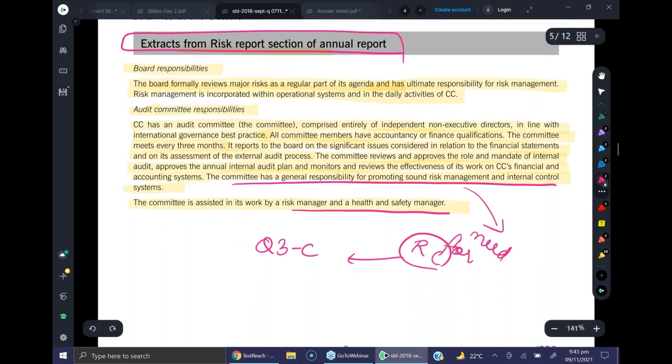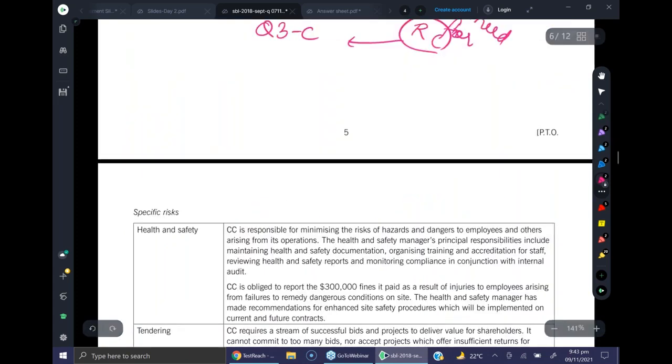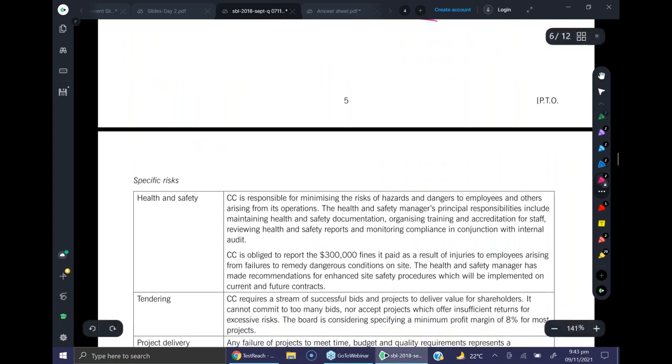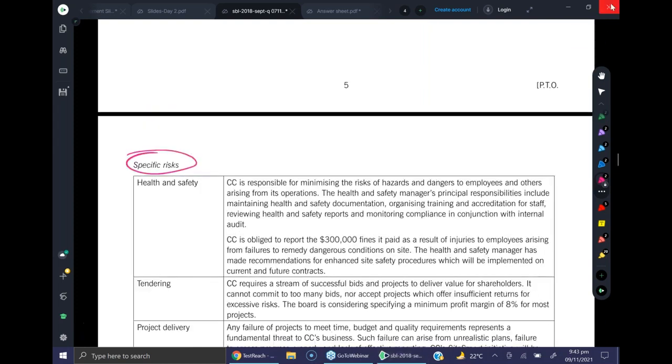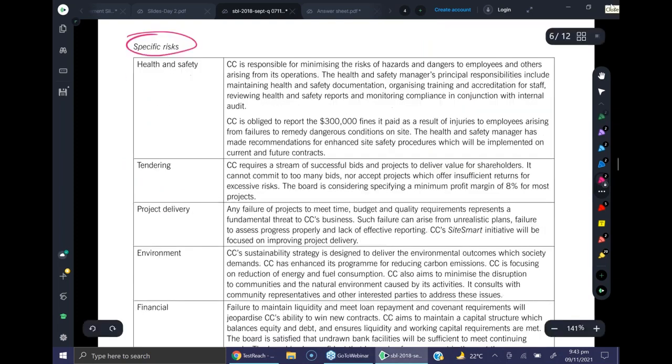They actually don't have a lot of mechanism for risk management, and that's why they need to have the risk committee. Okay. Specific risk. So some of the risks of the company are mentioned here, let's see. There is this health and safety risk. I'm going to read the risk and then I will take more questions. So health and safety risk. CC is responsible for minimizing the risk of hazards and dangers to employees and others arising from its operations. The health and safety manager's principal responsibilities are to maintain health and safety documentation, organizing training and accreditation for staff, reviewing health and safety reports, and monitoring compliance in conjunction with internal audit.